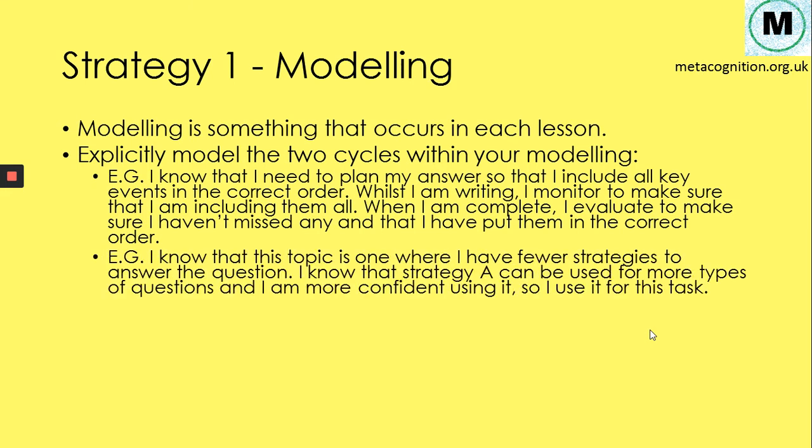You can also use it for the knowledge process cycle. So I know that this topic is one where I have fewer strategies to answer the question. I know that strategy A can be used for more types of questions, and I am more confident using it, so I use it for this task. So there, knowledge of self is, I don't know many strategies, but I do know strategy A. I know strategy A can be used for more types, and I'm confident using it, so I'm going to try to use it for this task.